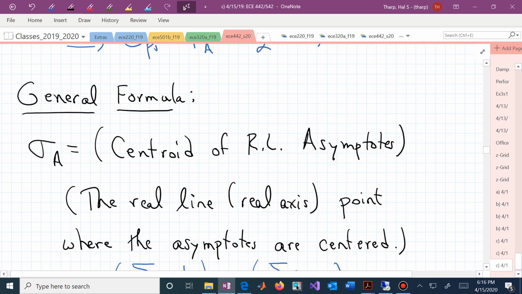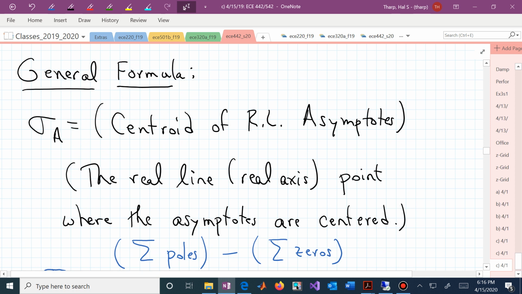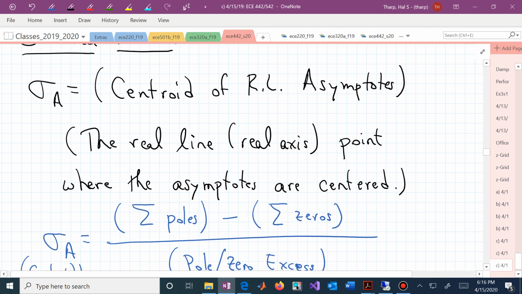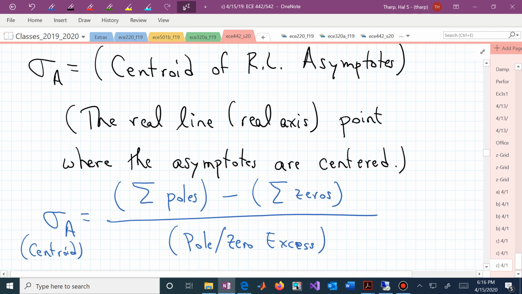The general formula for finding sigma sub a, we just sort of did a hand-wavy discussion of how that might appear. In the aggregate, a far distance away, you can actually calculate that sigma sub a, the centroid of the root locus asymptotes, by taking the sum of the poles, subtracting from that the sum of the zeros, and dividing by the pole-zero excess. And that sigma sub a, the centroid, is the point on the real axis where those asymptotes are centered. That's the definition of sigma sub a.